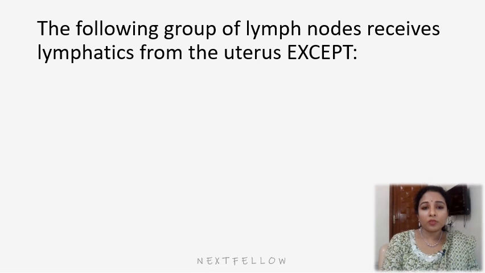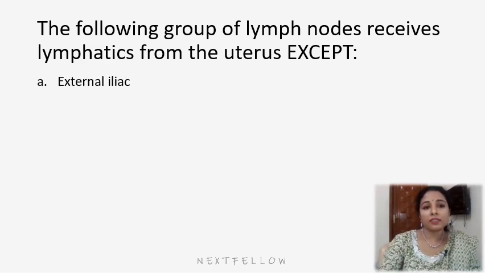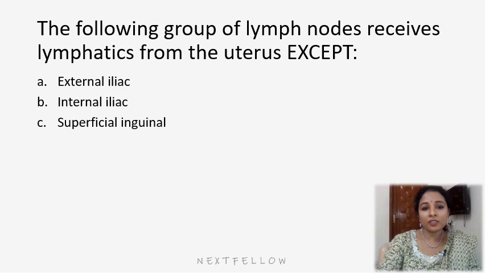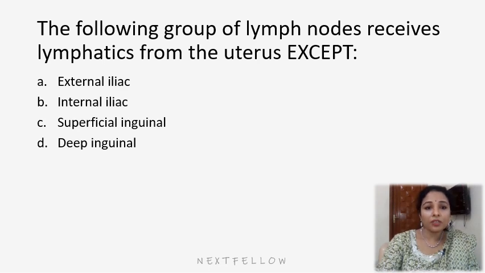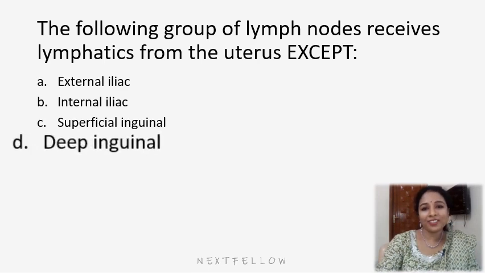So let's see some questions associated with the uterus. The following group of lymph nodes receive the lymphatics from the uterus except: external iliac, internal iliac, superficial inguinal, deep inguinal. So the lymphatics from the uterus reach the superficial inguinal nodes but not the deep inguinal nodes. So the answer is deep inguinal.